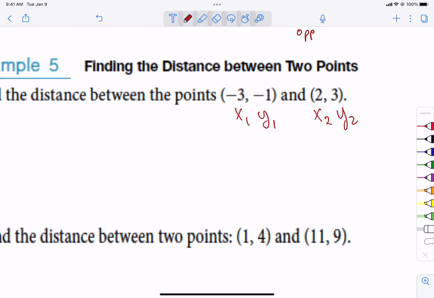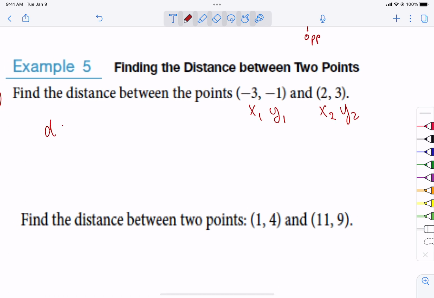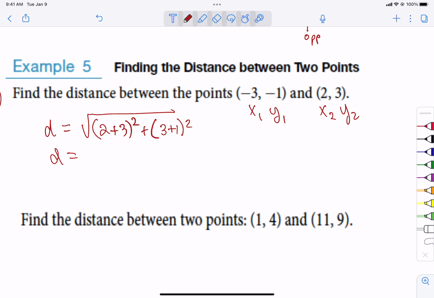Okay, so let's do this. So our distance is going to be the square root of. Now, we're going to start out with x2, which is 2. We're going to subtract x1, but when we're subtracting that negative, just write the opposite down. And then we're going to square it. And then we're going to add on the difference of the y's. So it's going to be y2, 3, minus negative 1, just write down the opposite. And now square each one before we add it together. We ignore the square root until the very last step.